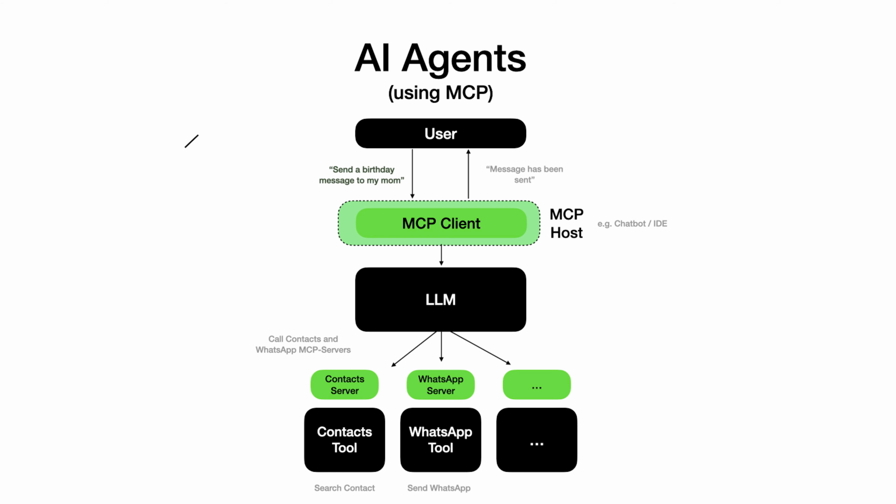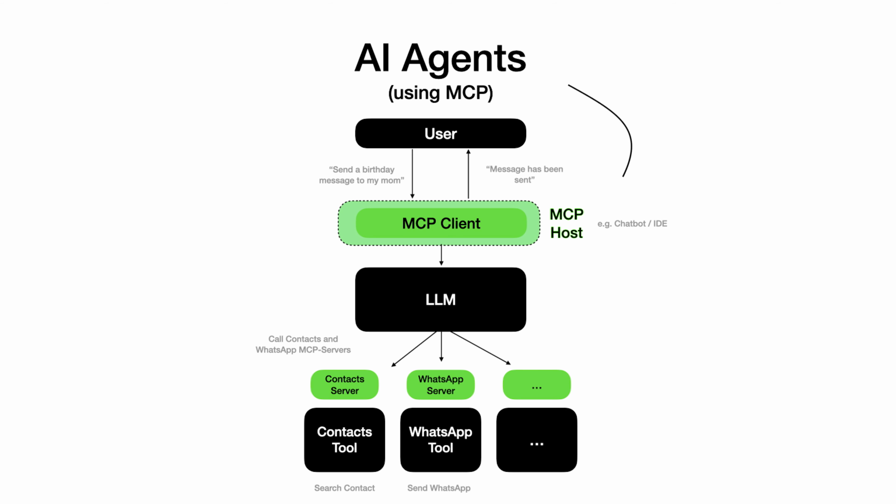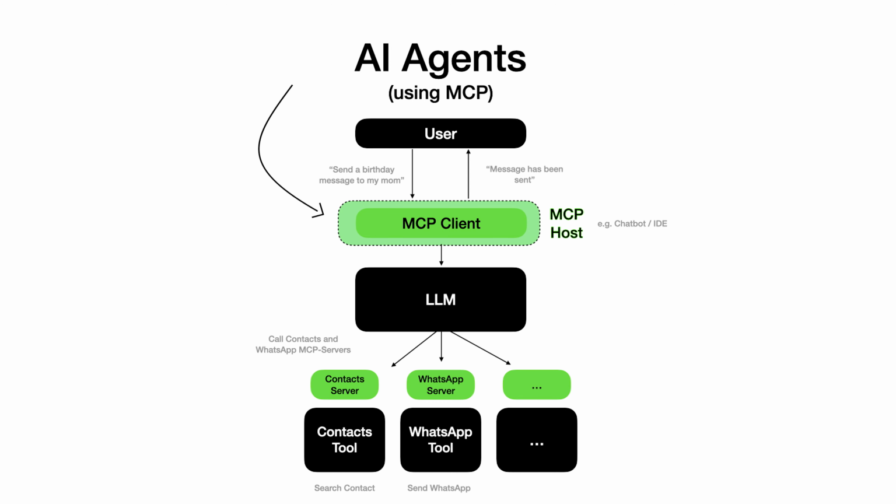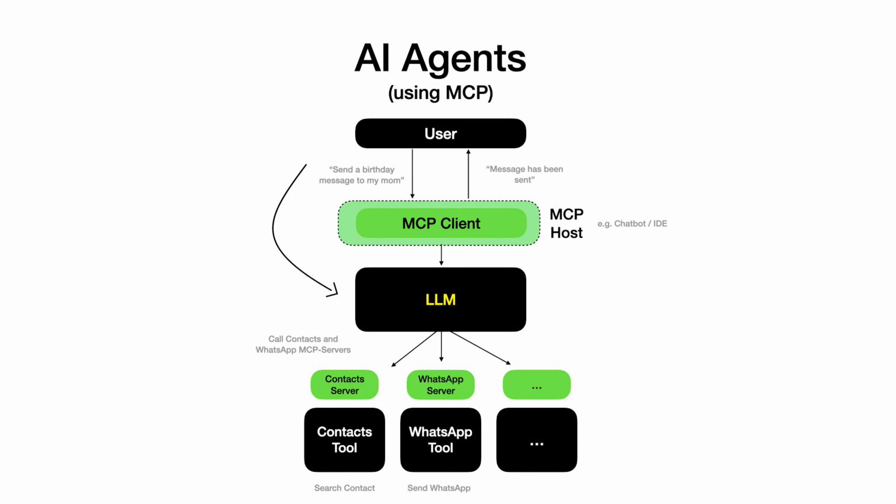Let's take an example. You ask a chatbot, send a birthday message to my mom. Here's how MCP makes it happen. The MCP host, which is your chatbot, receives your request. The MCP client within the chatbot translates the request into a structured format that the protocol understands. The LLM reasons, I need to find mom's contact and send a WhatsApp message. The LLM then calls different MCP servers.